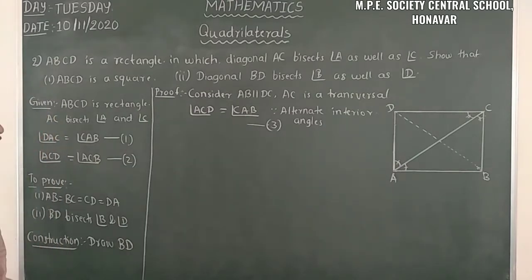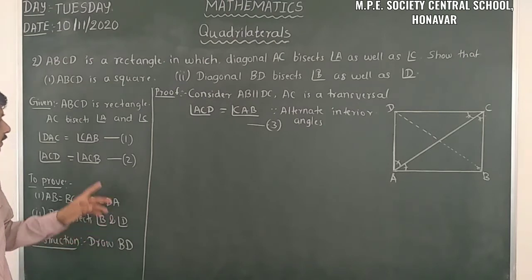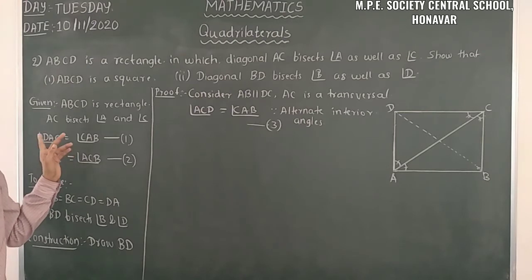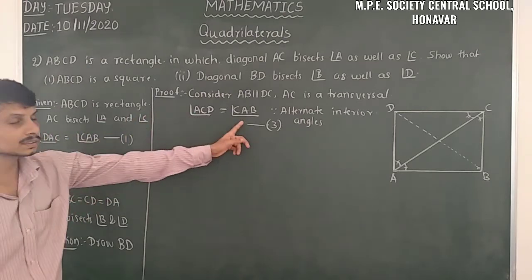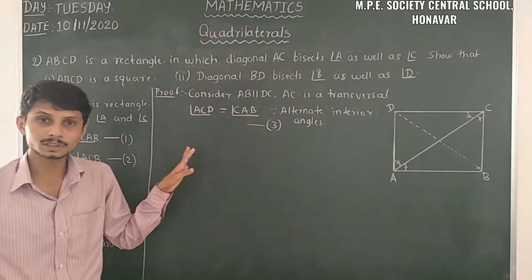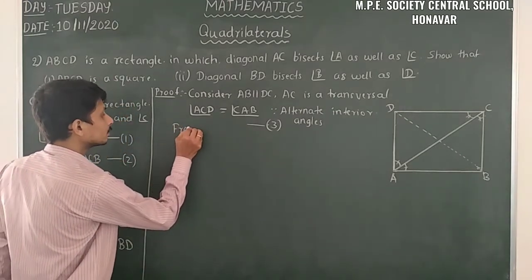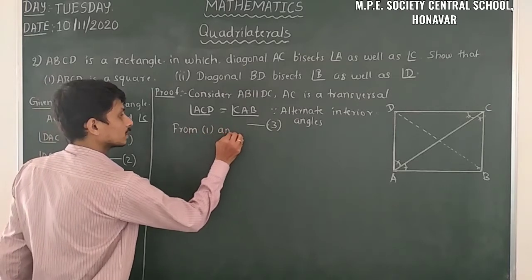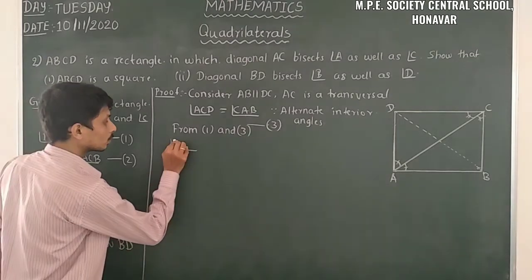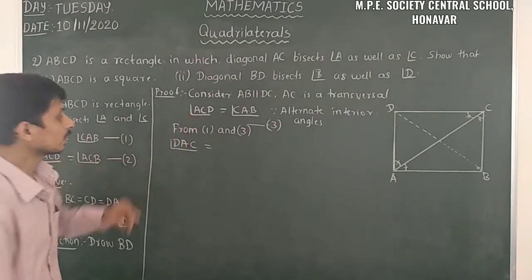Just observe: angle ACD is equal to angle CAB, and angle CAB is equal to angle DAC. So things which are equal to the same thing are equal to one another. From equations 1 and 3 we can write angle DAC is equal to angle ACD.